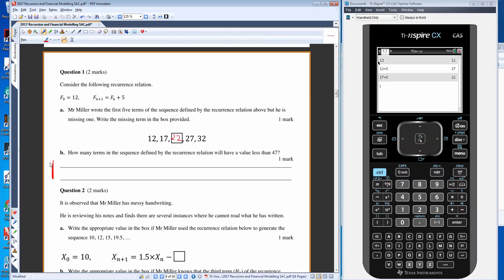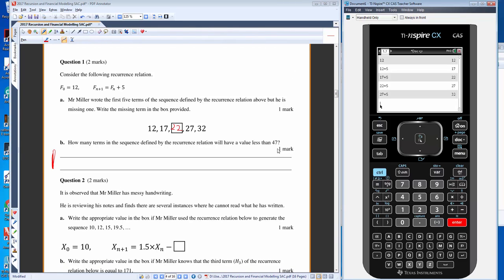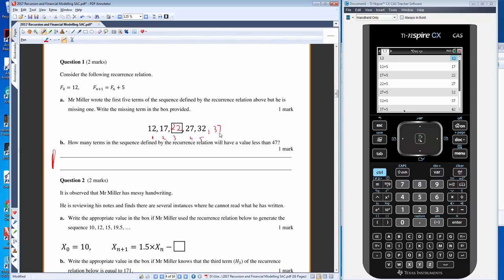A lot of students got this one wrong. So let's keep running the sequence and see what happens. Back to my calculator, and we've got 27, 32, 37, 42, 47. We're looking for less than 47, so this one won't be included. So we're going 42, 37, 32, 27, 17, and actually the initial value is also included. This is the first term in the sequence, the initial value, second, third, fourth, the fifth, then 37, 42, the sixth term, and the seventh term. So there's actually 7 terms in the sequence.